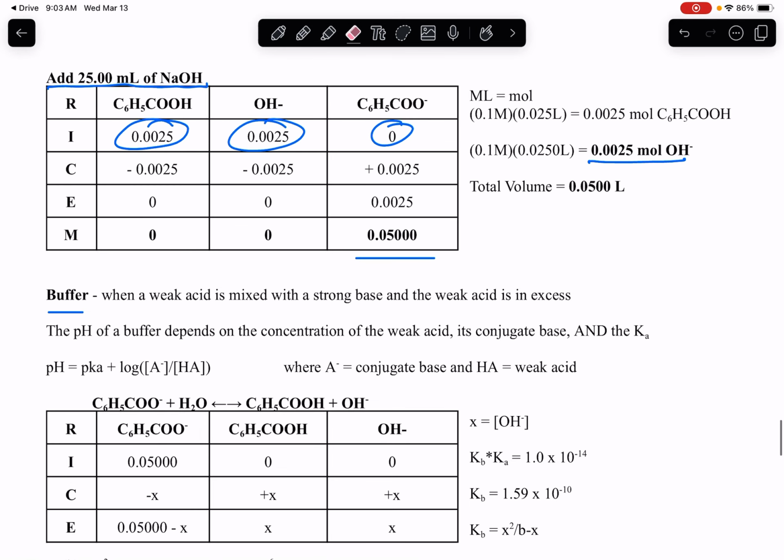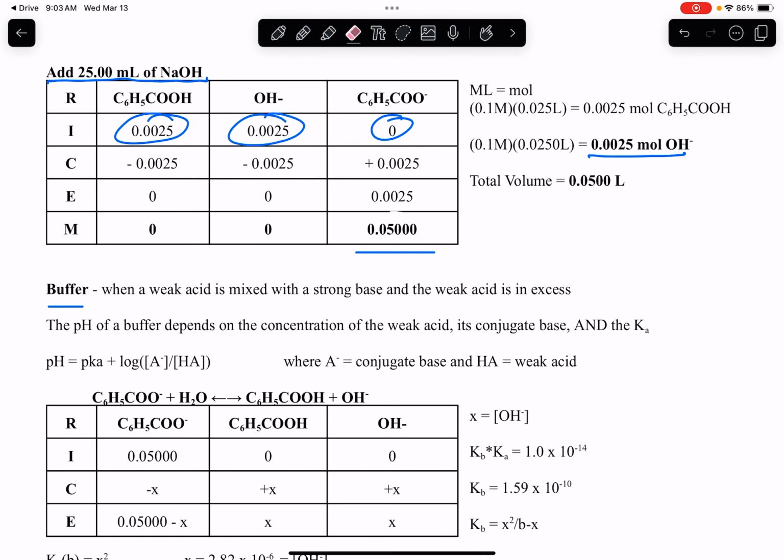In reality, you could just jump to this calculation here once you understand what's going on, but I want to show the ice table so we can see what's happening. This conjugate base right here is very attracted to hydrogens because, well, it's a weak acid. That's the whole point. The weak acid very rarely dissociates completely. So this conjugate base isn't just going to float around in water, staying as a conjugate base. It's going to react with water, according to this reaction right here, and create the weak acid and hydroxide because the water is going to transfer a hydrogen to it.